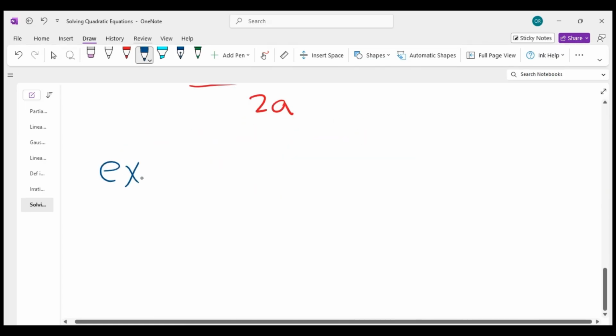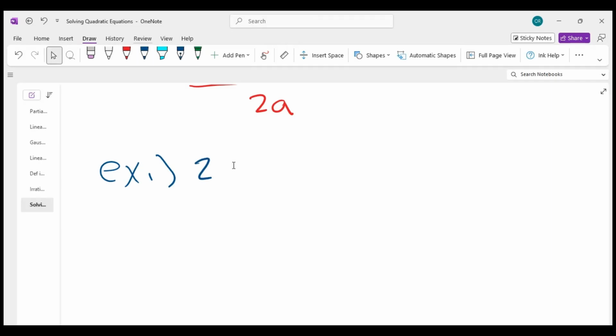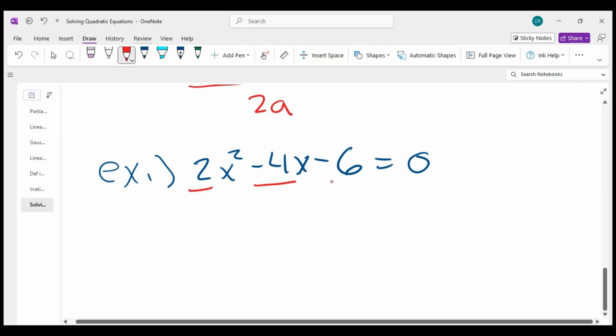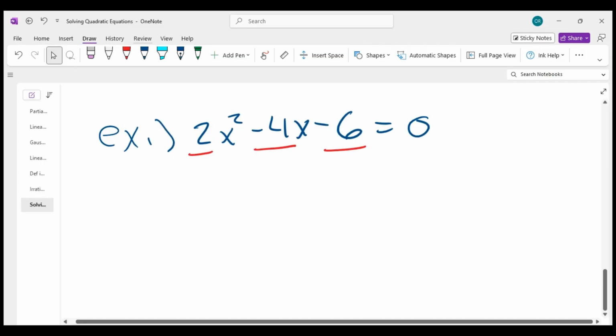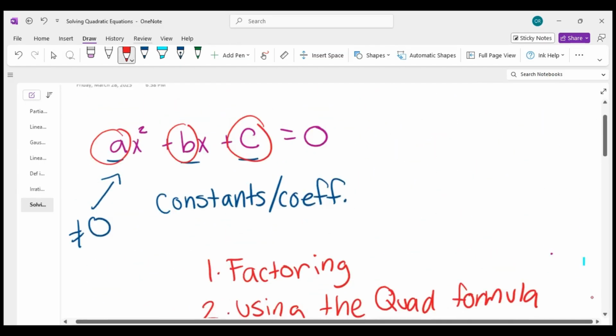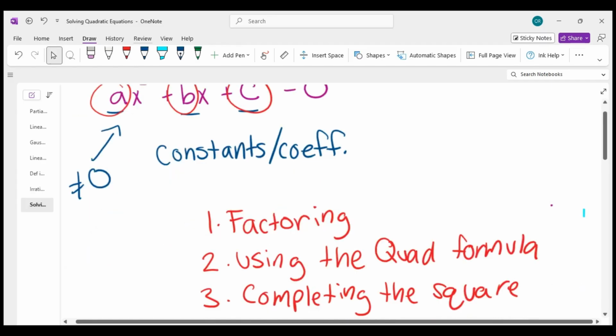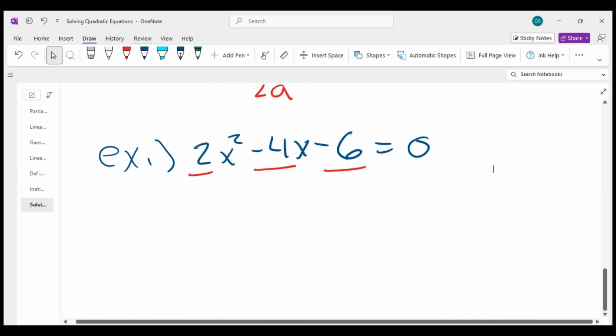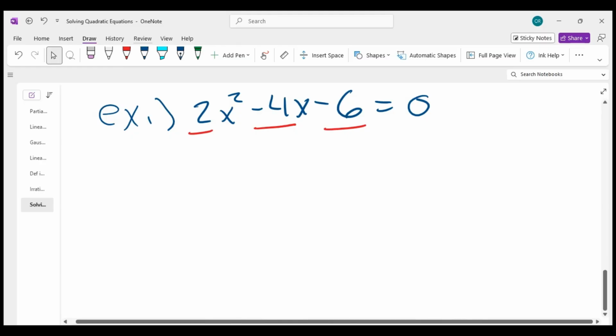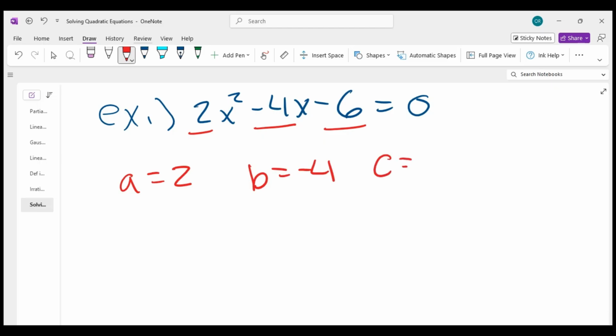So let's go ahead and do an example. Let's say we have 2x squared minus 4x minus 6 equals 0. Our first step is going to be to identify these coefficients. So here, 2 is our a, negative 4 is our b, and negative 6 is our c, because if we go back to the standard form, that's where those all lie. So scroll back down here. We know that a equals 2, b equals negative 4, and c equals negative 6.